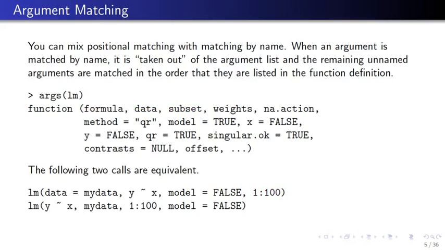A common usage for lm, though, is the second version here, which says lm y tilde x. So there's a formula there, and then the next one is my data, which is the data set that you're going to grab the data from, and the subset argument. The first 3 arguments are commonly specified every time you call lm. But then the rest you may or may not specify, and so if you just want to specify one of the following arguments, it's easier just to call it out by name.